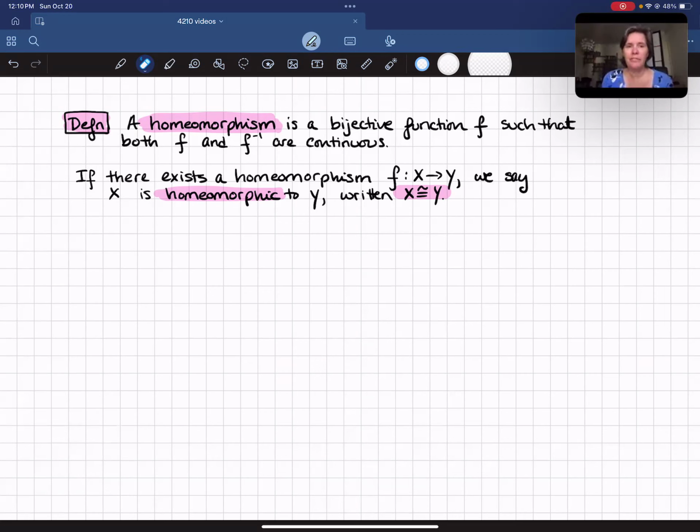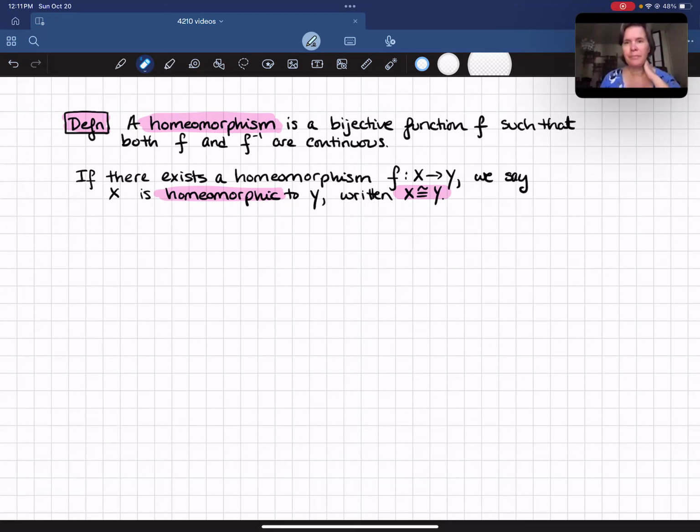And for this class, we will write that as x homeomorphic to y, which looks like an equal sign with sort of a squiggle over it. Okay, different classes might write it in different ways. They might just write an equals. They might write a congruent symbol. They might just write the squiggle part. But it'll be something that symbolizes some kind of equivalence.